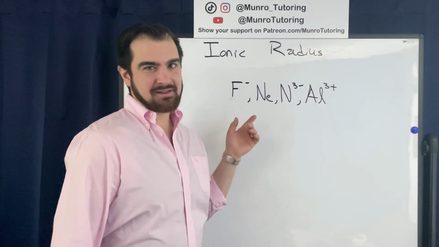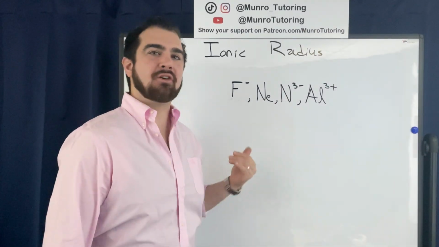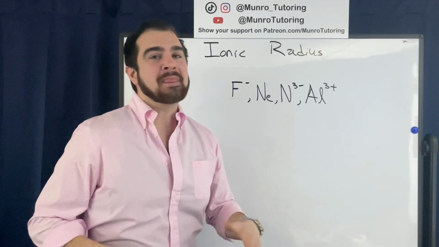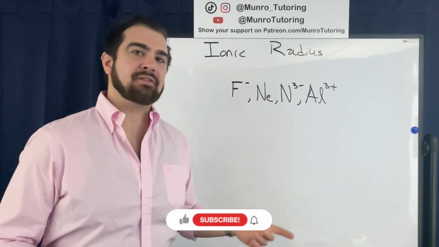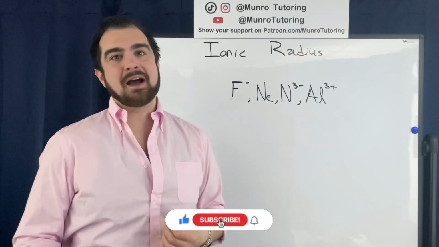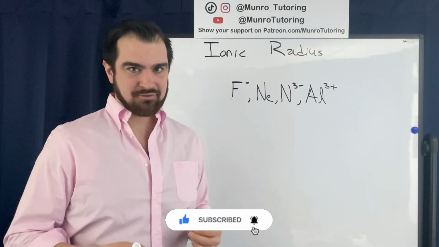Which of these species is the largest and which is the smallest? Could you rank them all in order? Let's talk about ionic radius. I had just recently posted a video about atomic radius, and now it's the same idea, but ionic radius.